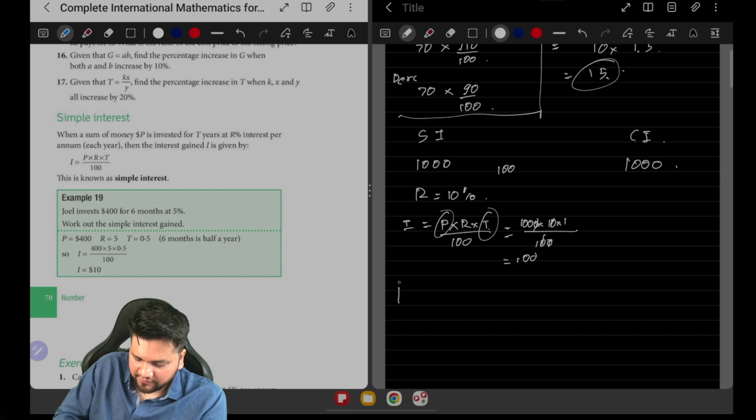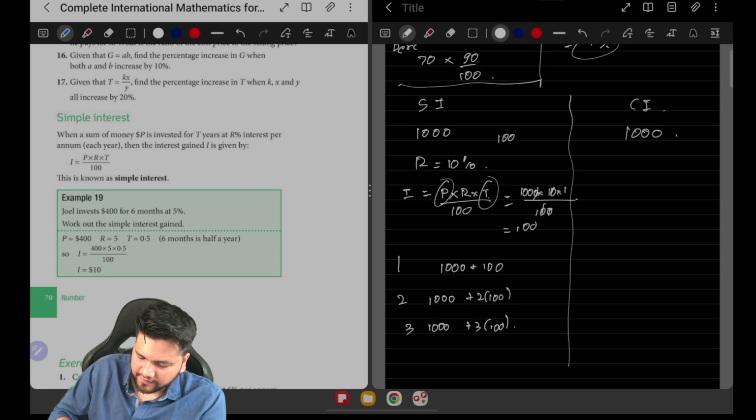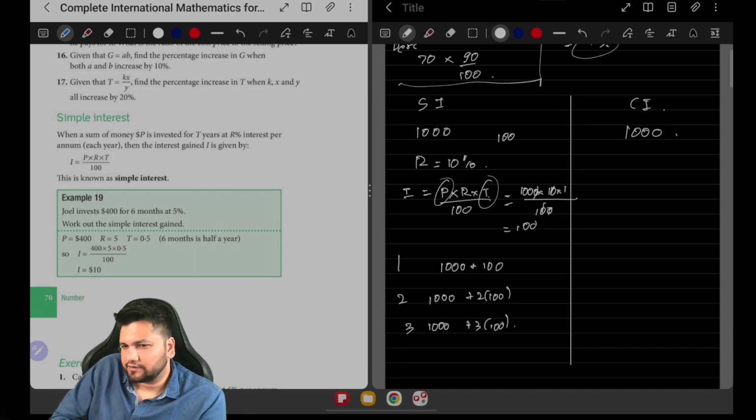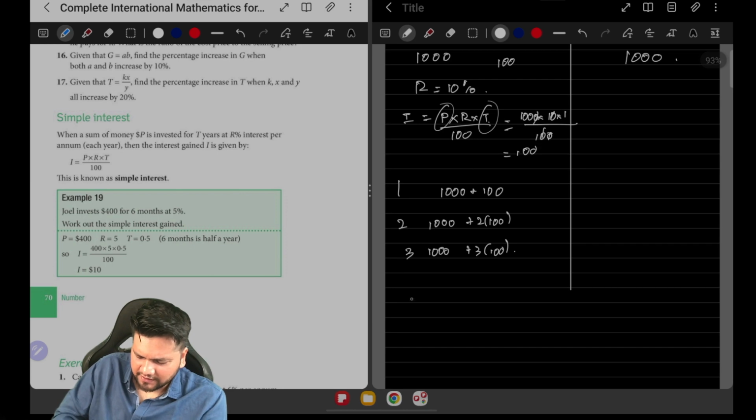So after 1 year it's going to be 100 rupees interest and the 1000 principal amount which we have invested, so it's going to be 1000 plus 100. Second year it's going to be 1000 plus 2 times 100. Third year it's going to be 1000 plus 3 times 100, and so on. When it comes to compound interest, on the other hand, if you understand, it is related to geometric progression. What exactly do I mean by that? See, after 5 years or something down the line, for this one it's going to be 1000 plus 5 times 100, which is 1500.